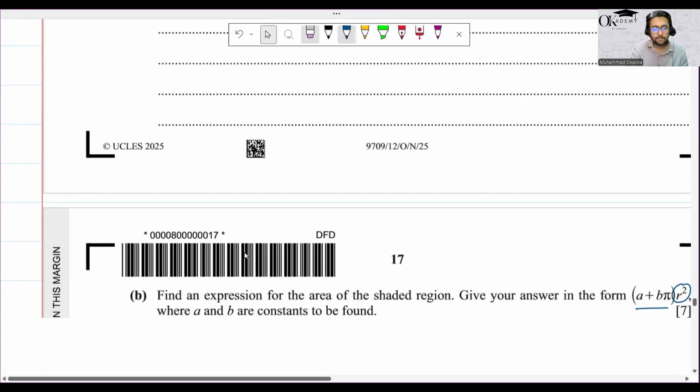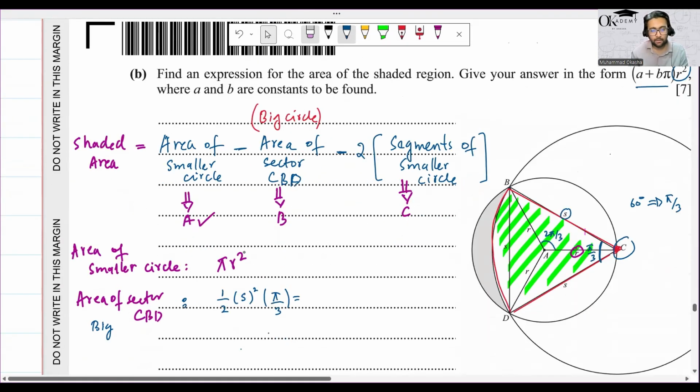This is something I'll use instead of s squared. I'm going to write 3r squared and pi by 3. The 3 and 3 will cancel out, and I'll be just left with pi r squared by 2. Okay, so we have this.